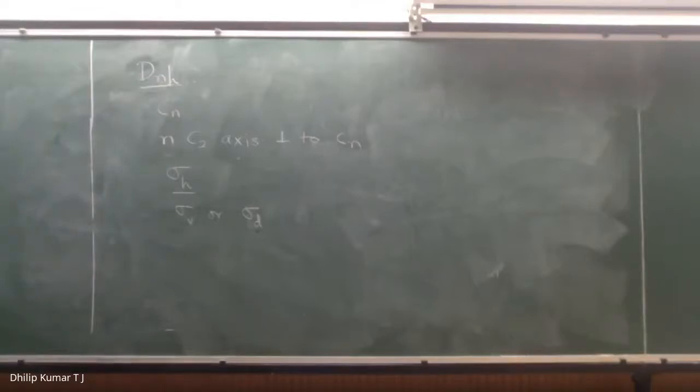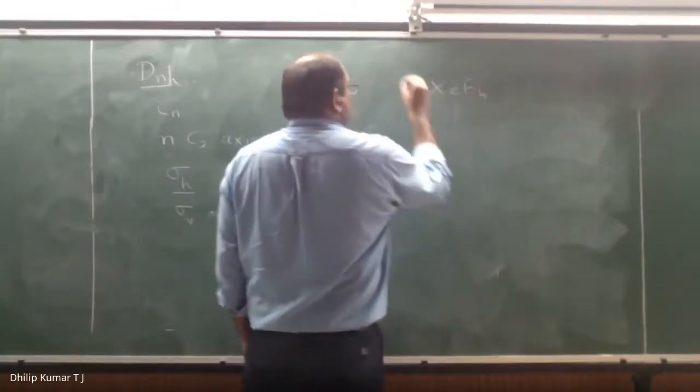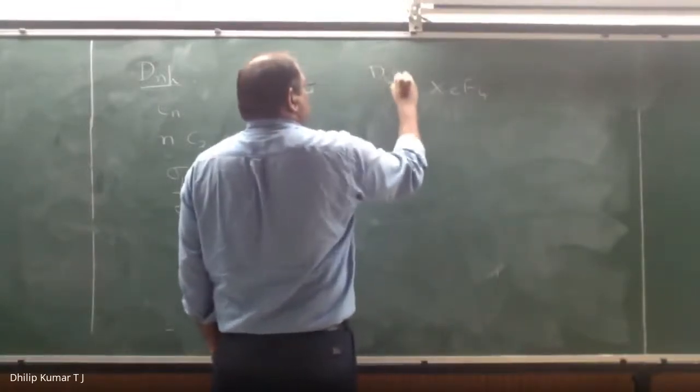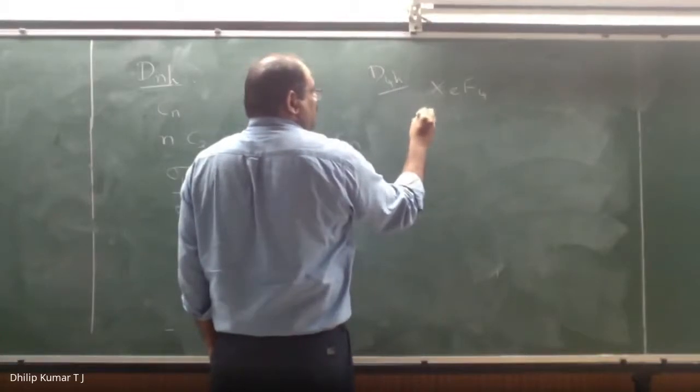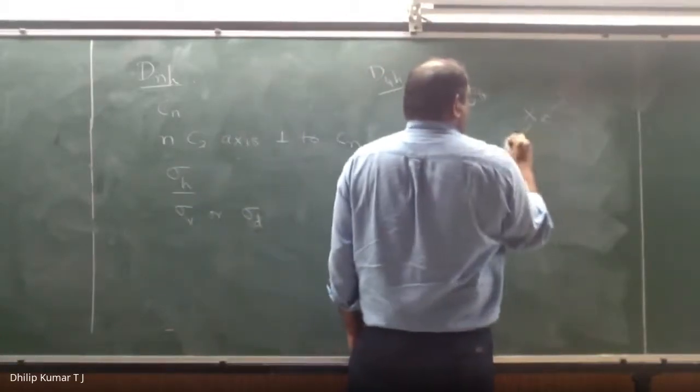Okay, so I think we already saw the examples. One is D4h. Let's go with the example which we took yesterday, XeF4. So this is D4h. XeF4 is a planar molecule.